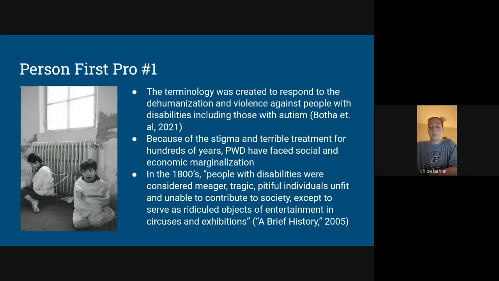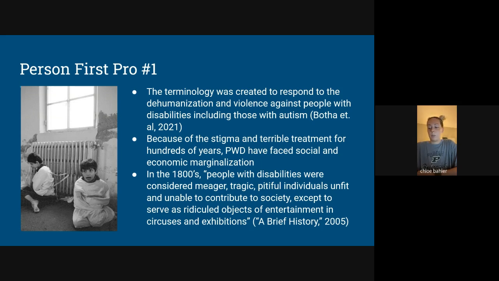Our first argument towards person-first language is that people with disabilities have had to fight hundreds of years of assumptions, stereotypes, and irrational fears. Stigma around disability has led to social and economic marginalization of generations of Americans with disabilities and has left them in a severe state of impoverishment for years and years.